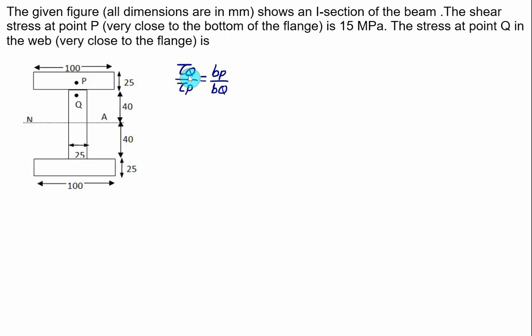Shear stress at point Q you have to calculate. So we have shear stress at Q, with width at point P equal to 100 and width at section Q equal to 25. This value is cross multiplied, and the shear stress at P is equal to 15. 100 by 25 is 4. 4 into 15 is equal to 60. Shear stress at point Q is equal to 60 megapascal.